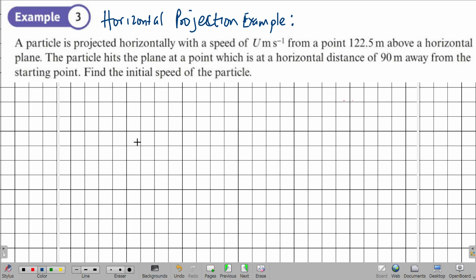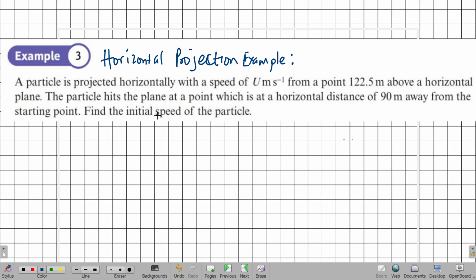Hello, I'm going to work an example of a horizontal projection. So we have a question here that says a particle is projected horizontally with a speed of u. So that's an unknown from a point 122.5 meters above horizontal plane. The particle hits the plane at a point which is at a horizontal distance of 90 meters away from the starting point. So calculate the initial speed, which is u.